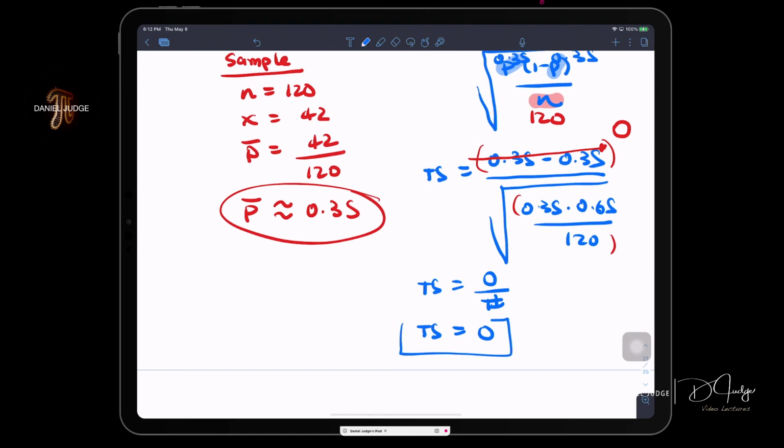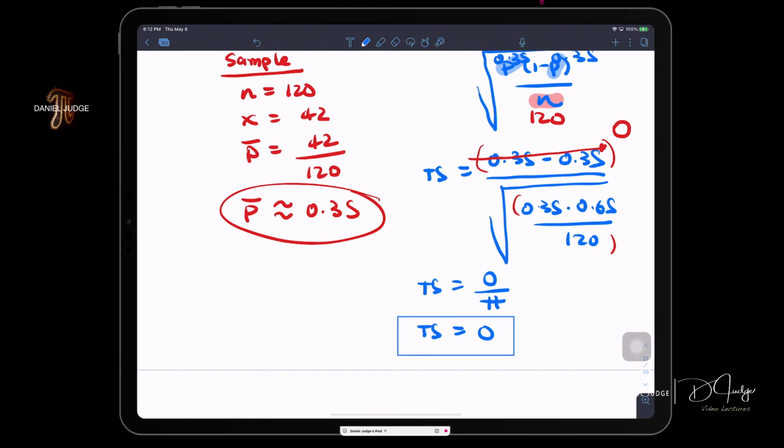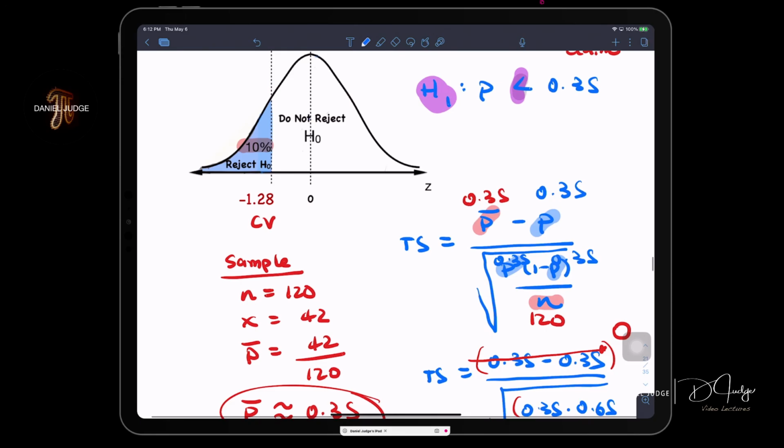So I don't have to use a calculator to know this. If my numerator of a fraction is 0, I don't even care what the denominator is, because 0 divided by any number is 0. So the test statistic here is equal to 0. So my test statistic is right here at 0.